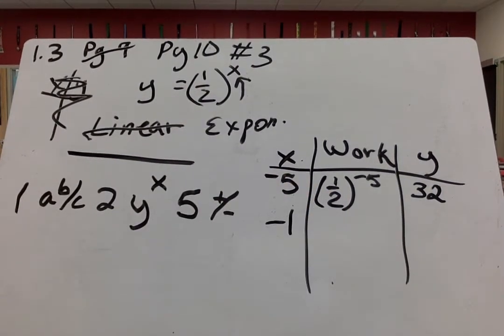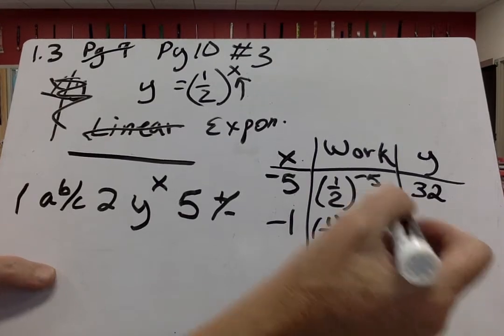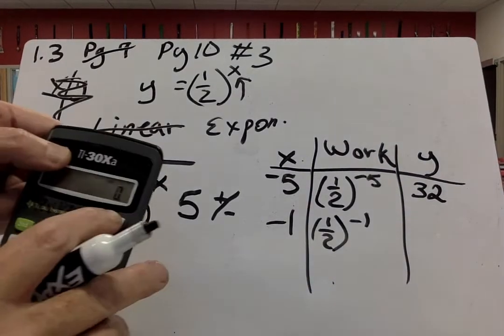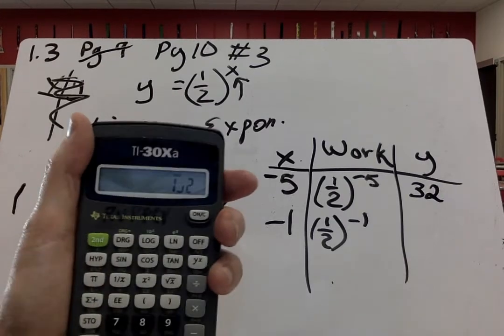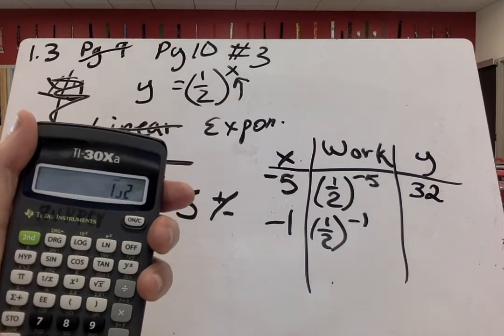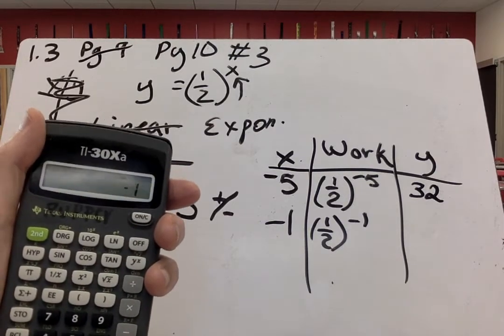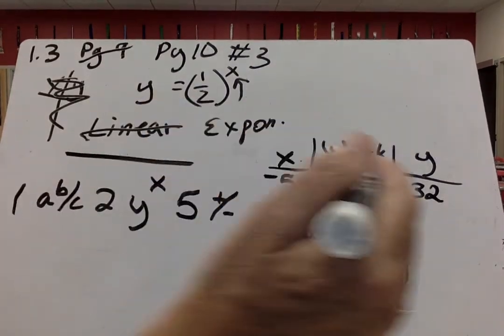And I'm going to put -1 in there. And our work is 1/2 raised to the -1 power. So again, with your calculator, I'm going to go 1, A B/C, 2. Okay, raised to the power, so it's y to the x, 1, and then put plus/minus, make sure it says -1, equals, and that answer is 2.